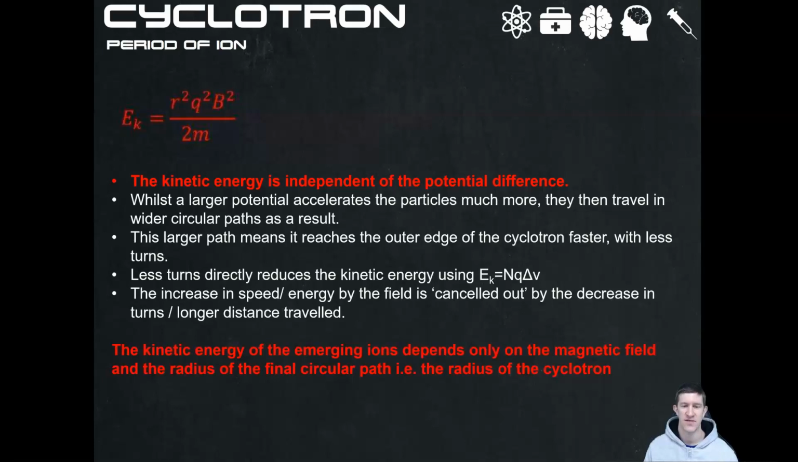The kinetic energy of the emerging ions depends only on the magnetic field and the radius of the final circular path, such as the radius of the cyclotron itself. So the only way we can increase that kinetic energy is increase the strength of the magnetic field to make it turn more, and increase the overall radius of the cyclotron, such as having a bigger cyclotron itself. So there are 2 limitations: how big we can make the magnetic field and how physically big we can make the cyclotron itself and where we put it.